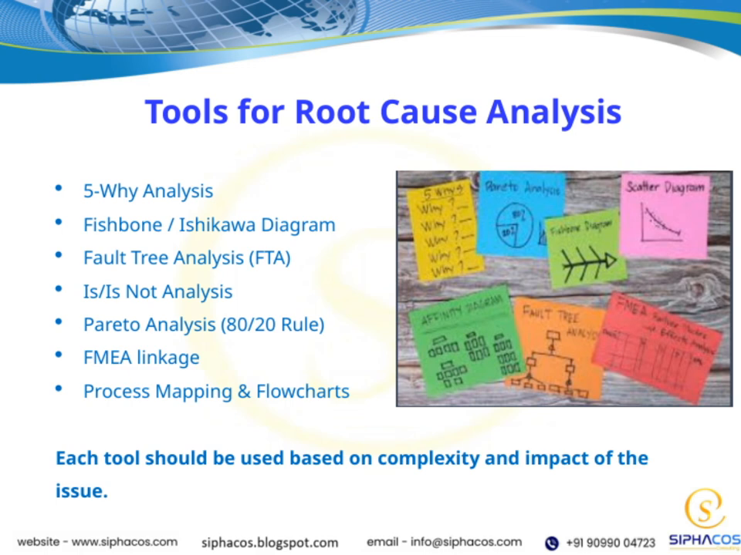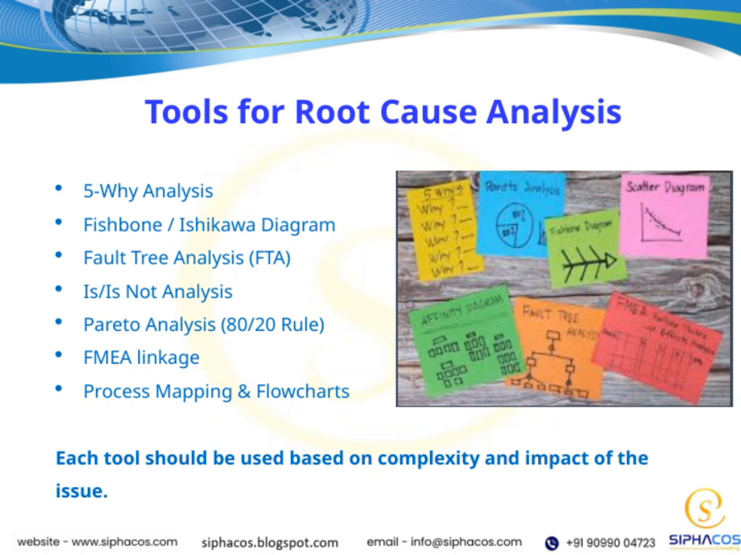Next, we have the fishbone or Ishikawa diagram. This visual tool helps us categorize potential causes of a problem, like people, processes, materials, or equipment. It's especially useful when dealing with complex issues that have multiple contributing factors. Then there's fault tree analysis, or FTA. This is a more structured, logical approach that maps out the pathways leading to a failure. It's particularly valuable for safety-critical systems where understanding all possible failure modes is essential.